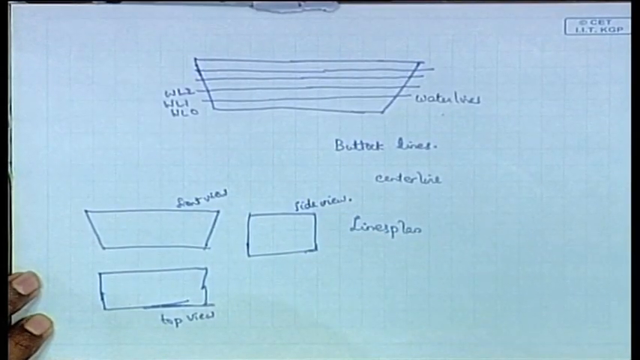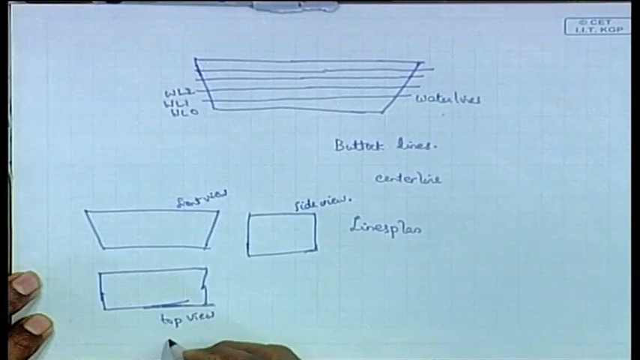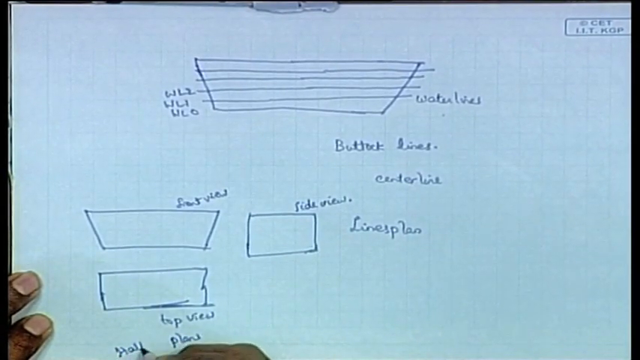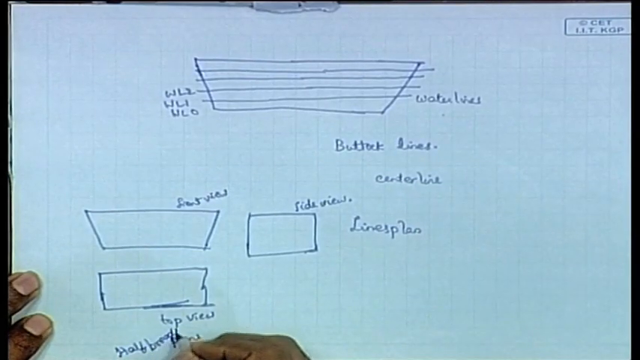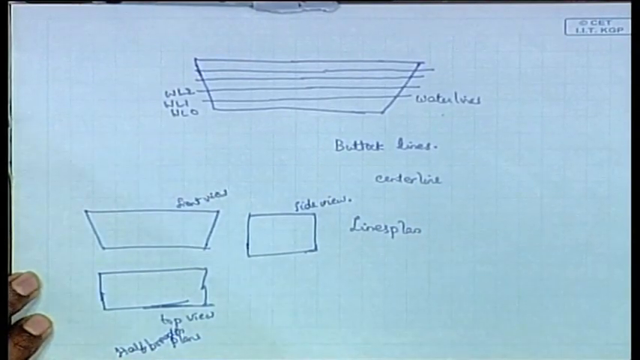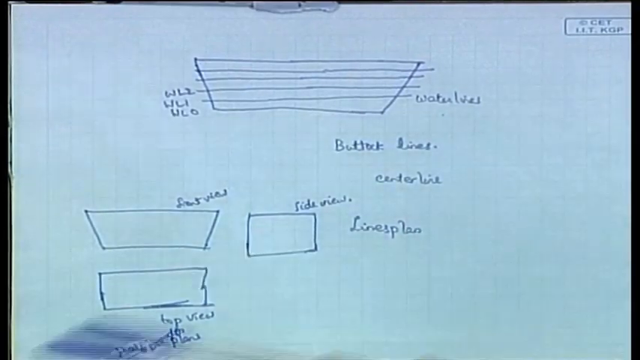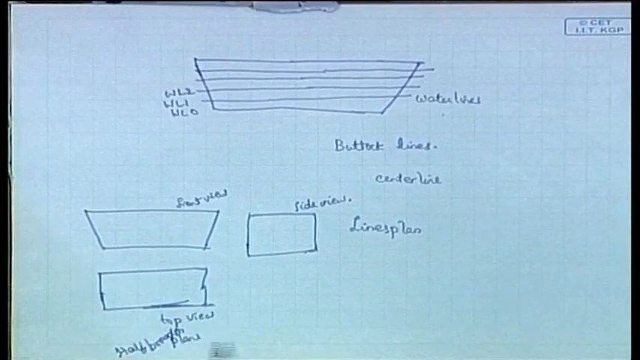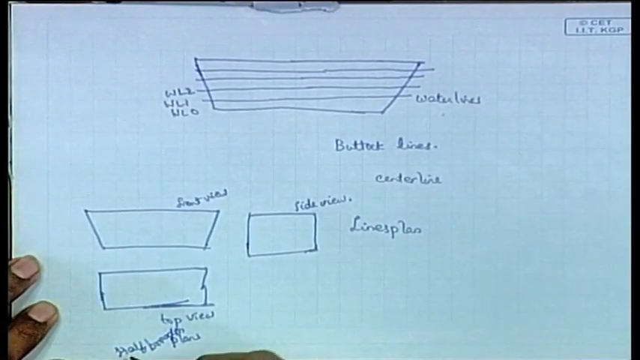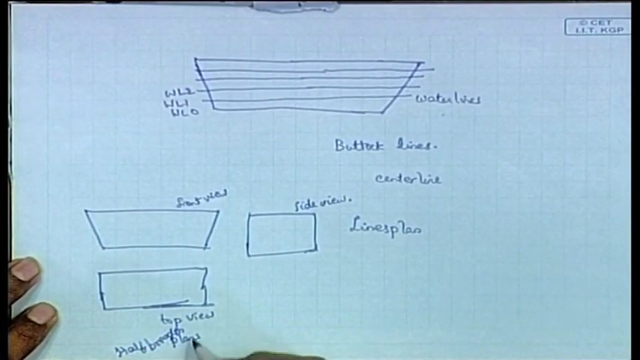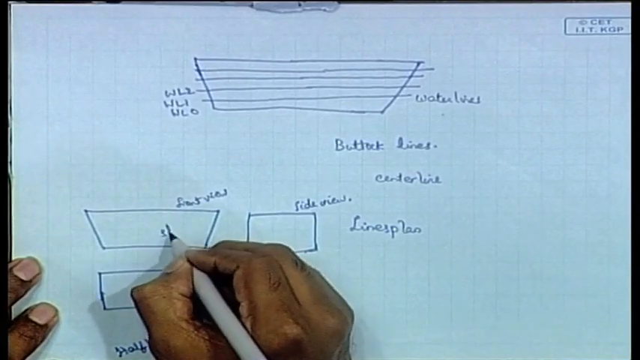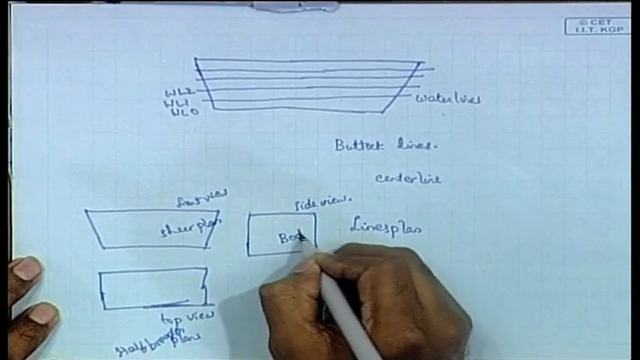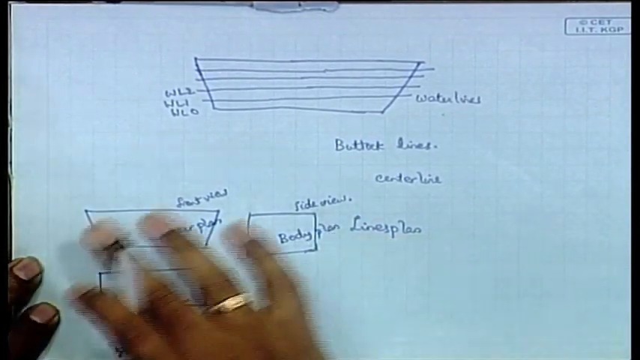The top view is also known as the plan, or the half breadth plan. It is called half breadth because we are drawing only half the ship. When you look from here, you have the total ship, but we do only the port part, we do not do the starboard. So you call this view the half breadth plan. This you call the sheer plan, and this you call the body plan. 3 views.